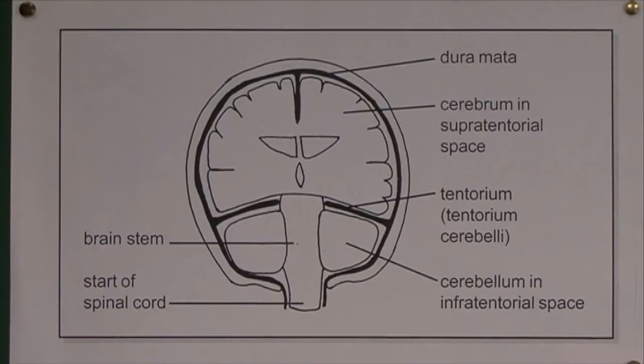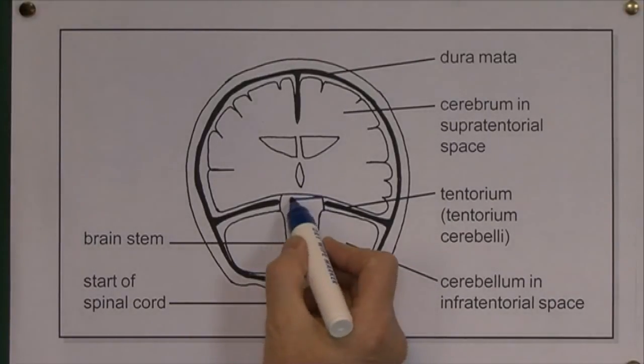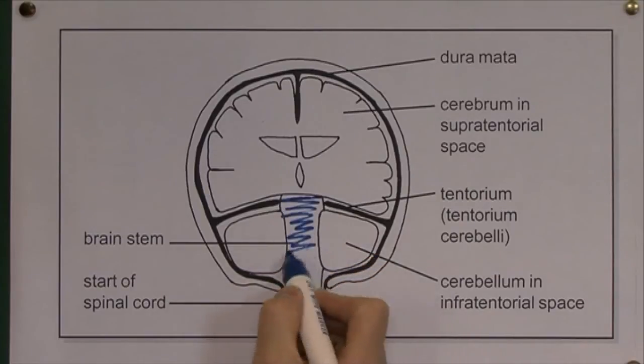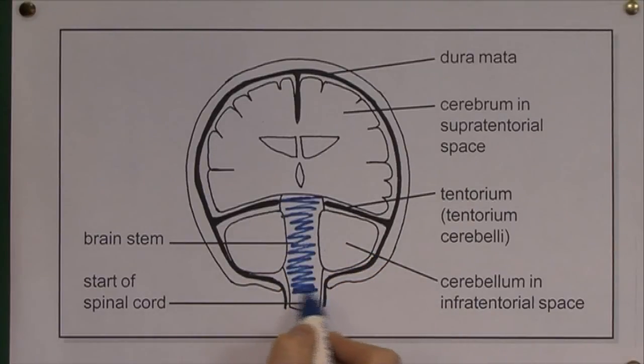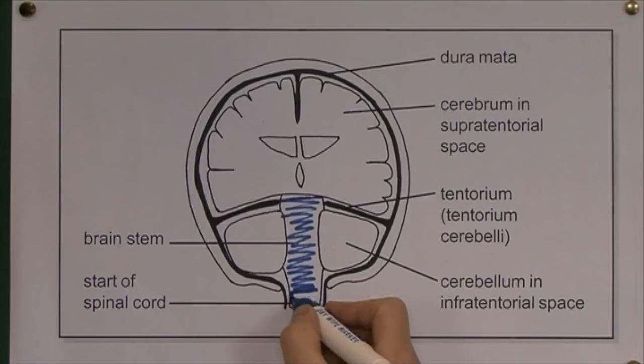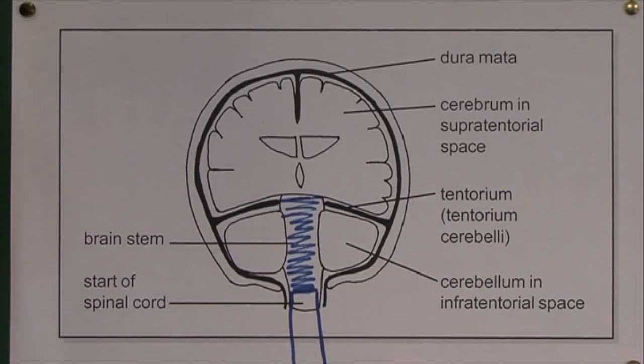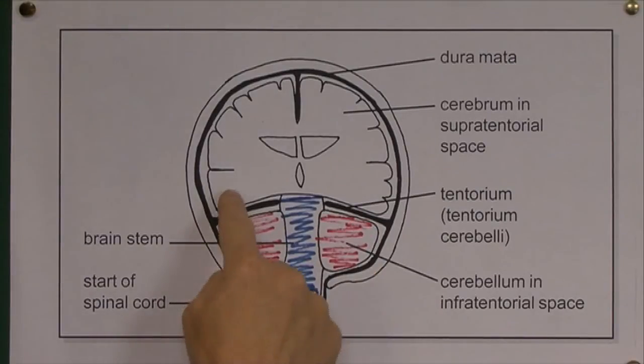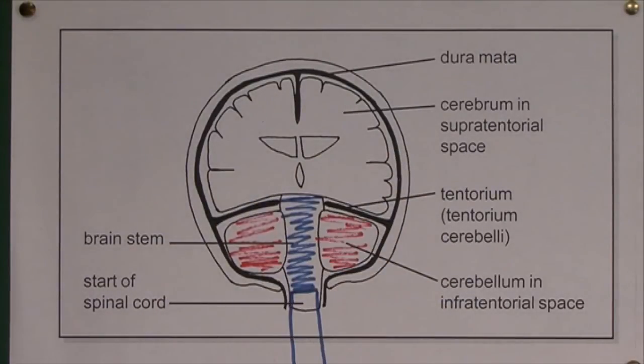So here we see a picture of the brain from the front. Here we see the brain stem. This area here, spinal cord starting at the level of the foramen magnum. Here we see the cerebellum, again looking at it from the front. And this top part, of course, is the cerebrum, the left and the right cerebral hemisphere.